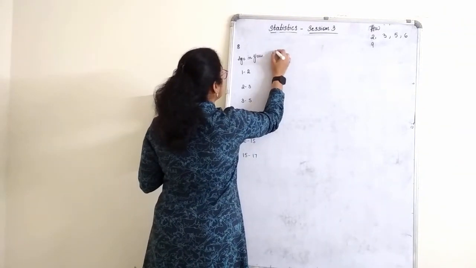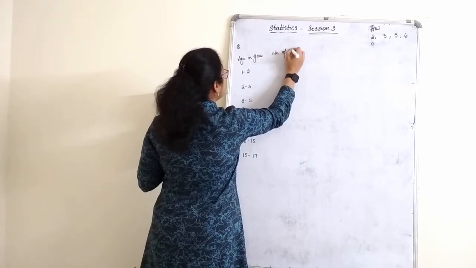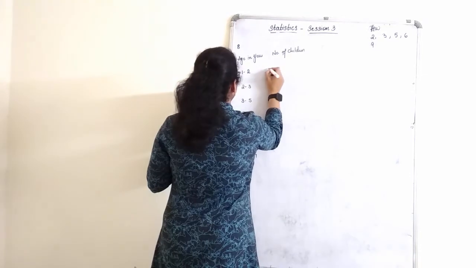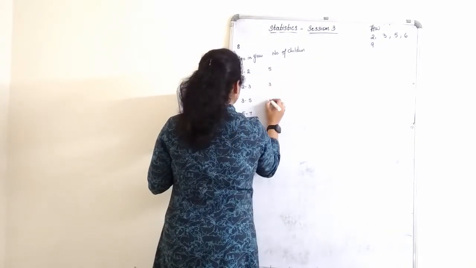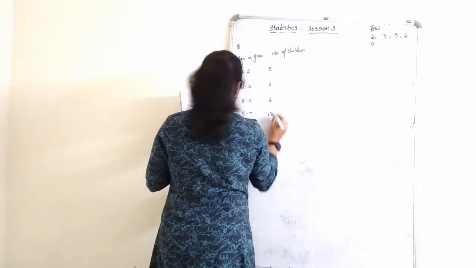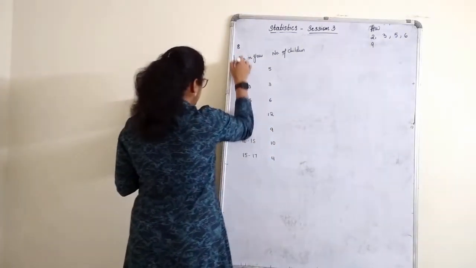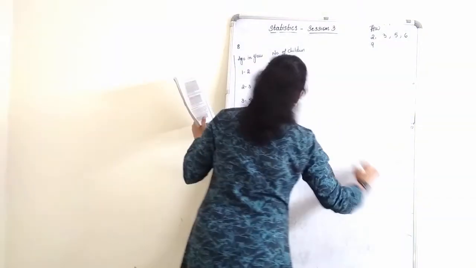Then we have number of children: 5, 3, 6, 12, 9, 10 and 4. Always a tabular column is a must for the graph.